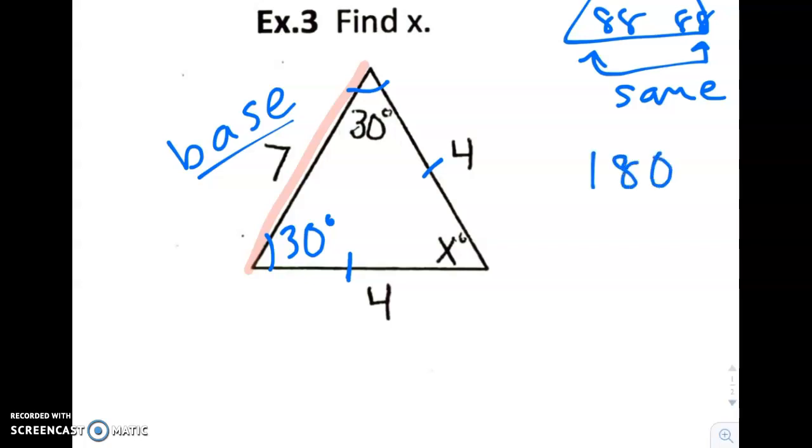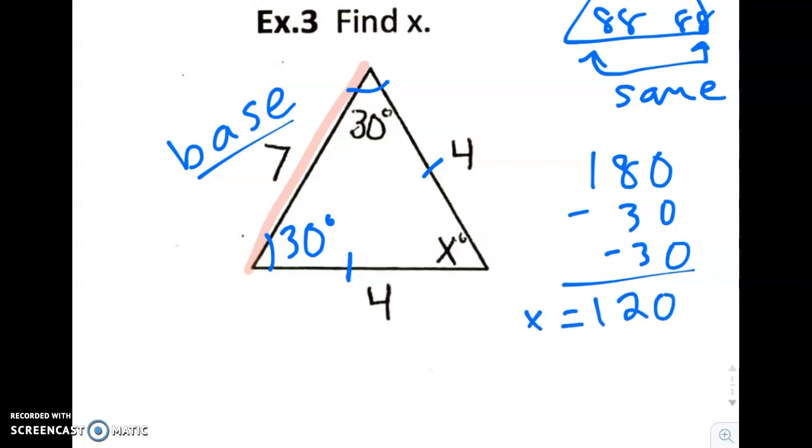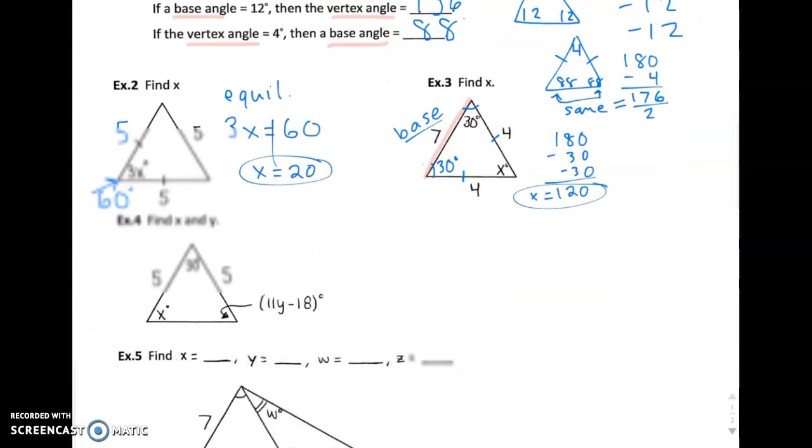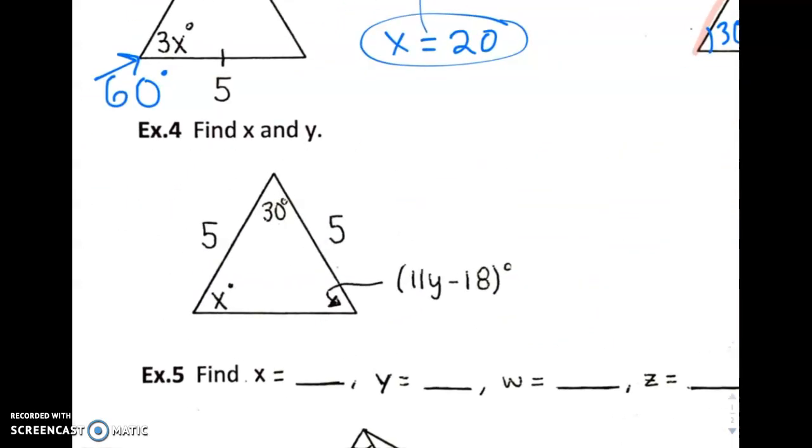If I take the full 180 degrees, subtract off both 30-degree angles, I find out the remaining angle has to be 120 degrees for my x. Now I have my angle. If you ask yourself, what kind of triangle do I have, that definitely makes it easier. If I look at example 4, again, what kind of triangle is it?